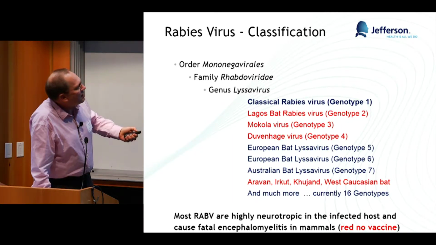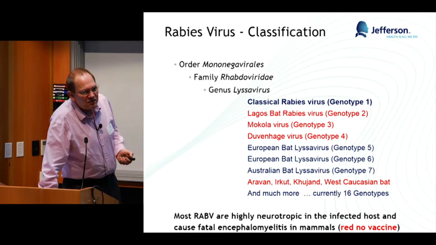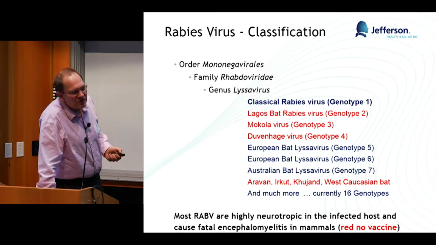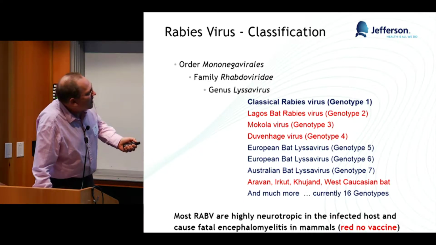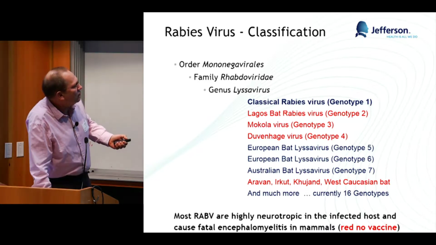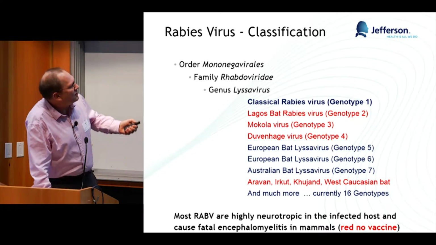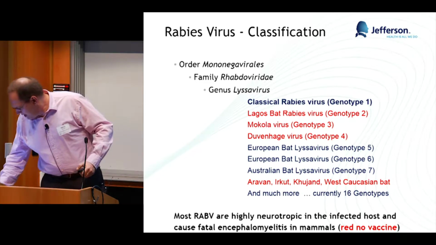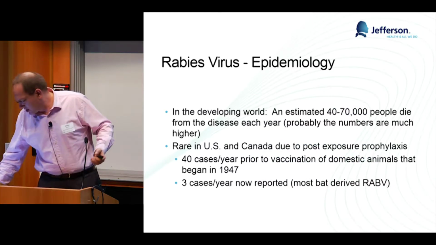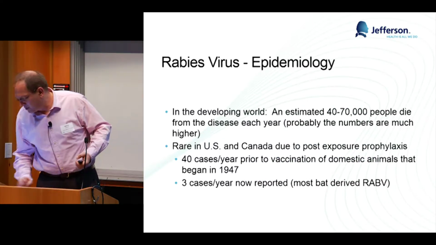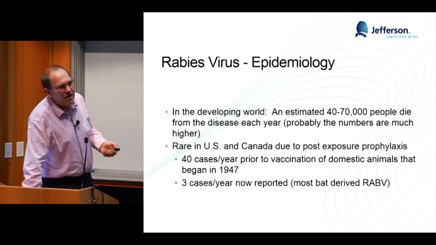But all these viruses are very similar. Basically, you can't distinguish them by disease. Whether it's classical rabies virus or Mokola virus, it's a very similar disease. Just antigenically, they're different. Most rabies viruses are highly neurotropic in the infected host and cause a fatal encephalomyelitis in mammals, and that's without vaccine. After infection, rabies is probably the most lethal virus, which kills 100% of infected people and animals. So the hosts are all mammals.